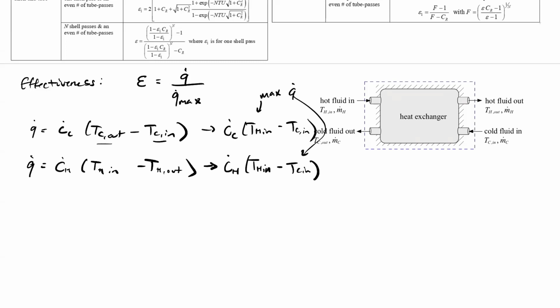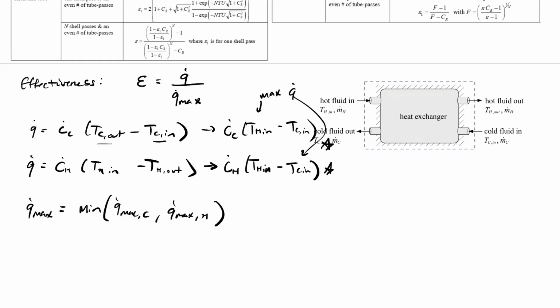So the actual maximum for this device is going to be one of these two things. C dot C times that temperature difference, or C dot H times that temperature difference. The maximum that could possibly be achieved would be the smaller of these two things. Think about that, hopefully it makes sense. The smaller of those two is going to limit the rate of heat transfer. So we would say then Q dot max is equal to the minimum of Q dot max C and Q dot max H.